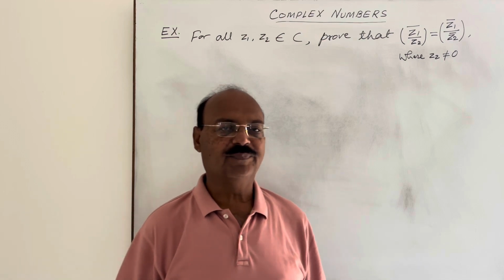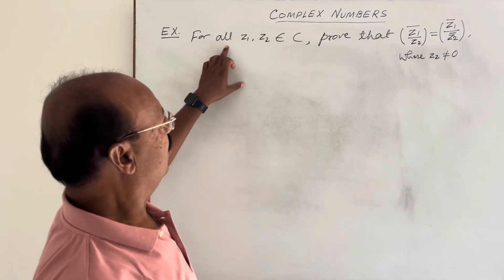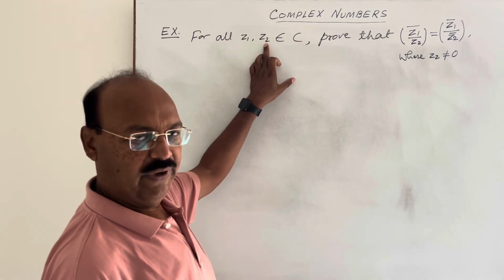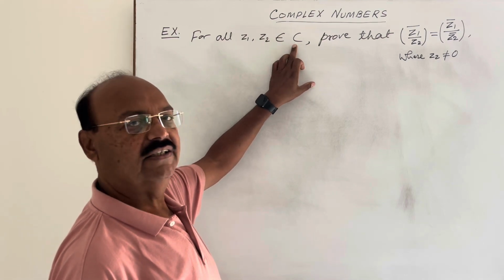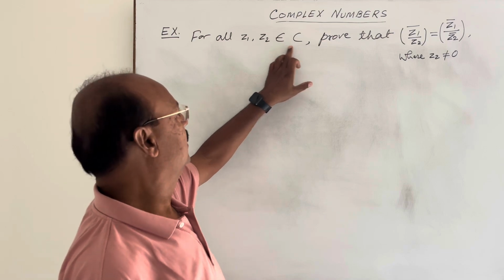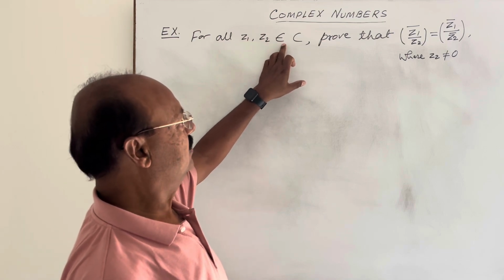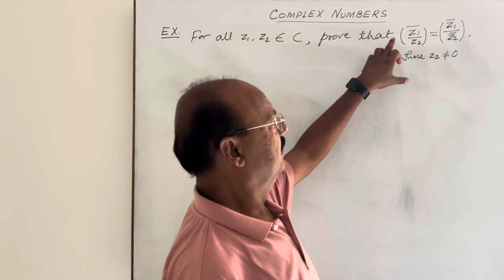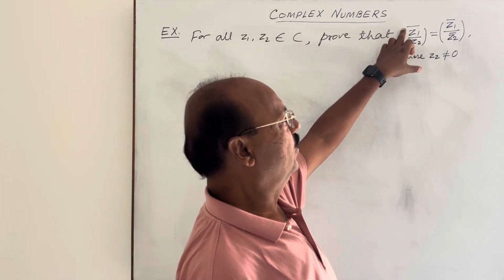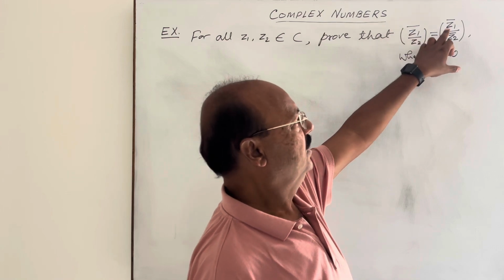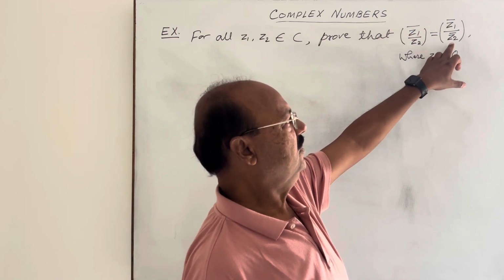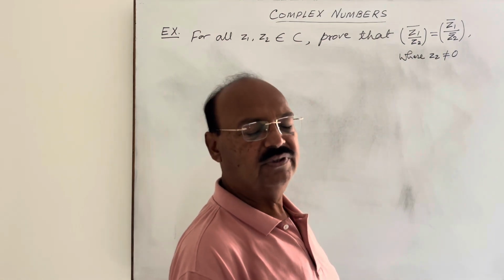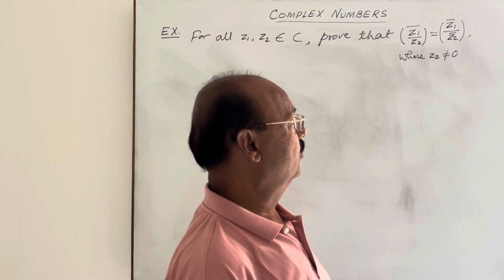The question is very interesting. For all Z1 and Z2 belonging to C, where Z1, Z2 are complex numbers and C is the set of complex numbers. So these two complex numbers belong to the set of complex numbers. Then prove that (Z1 by Z2) whole conjugate is equal to Z1 conjugate upon Z2 conjugate, where the denominator Z2 is not equal to 0. Naturally, the denominator will not be 0.